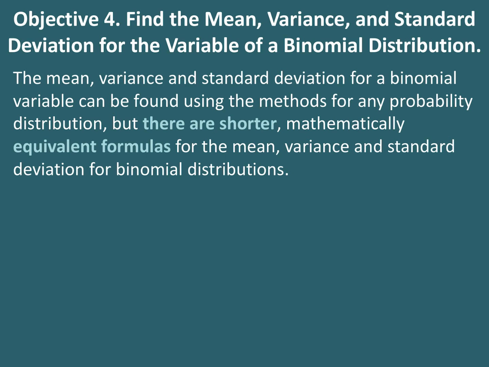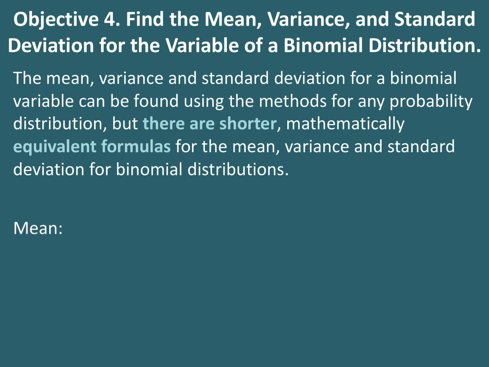The mean, variance, and standard deviation for a binomial variable can be found using the methods for any probability distribution, but there are shorter, mathematically equivalent formulas for the mean, variance, and standard deviation for the binomial distribution. So whenever you have a binomial distribution, you are welcome to use the previously learned formulas. However, in this section, if you can recognize you have a binomial distribution, use the following simpler equivalent formulas.